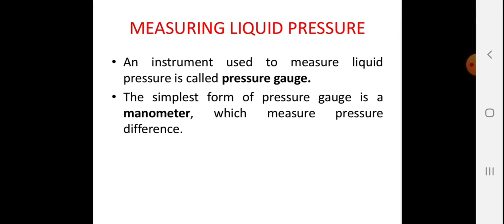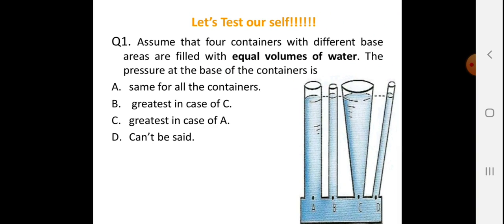Measuring liquid pressure. An instrument used to measure liquid pressure is called the pressure gauge. The simple form of pressure gauge is the manometer, which measures the pressure difference. Manometer is used to measure the pressure.